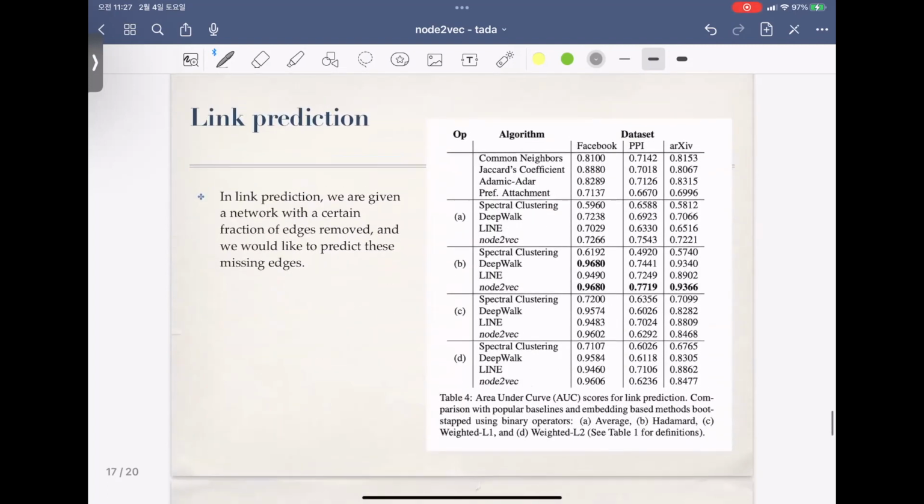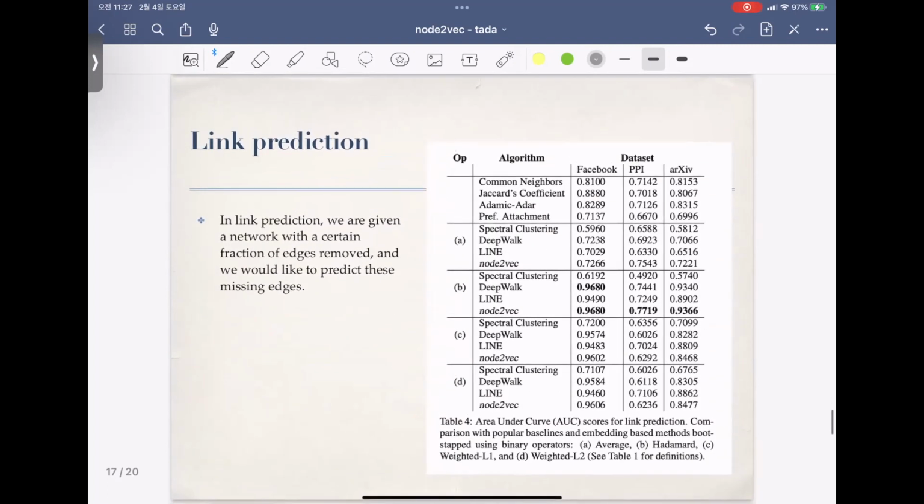And there's also a link prediction analysis where some of the edges were removed and tried to be replaced or predicted with the model. And here you can also see Node2vec performing the best. The scores were measured with AUC, and you can see DeepWalk also performed very well. However, Node2vec has the best scores compared to the other ones.